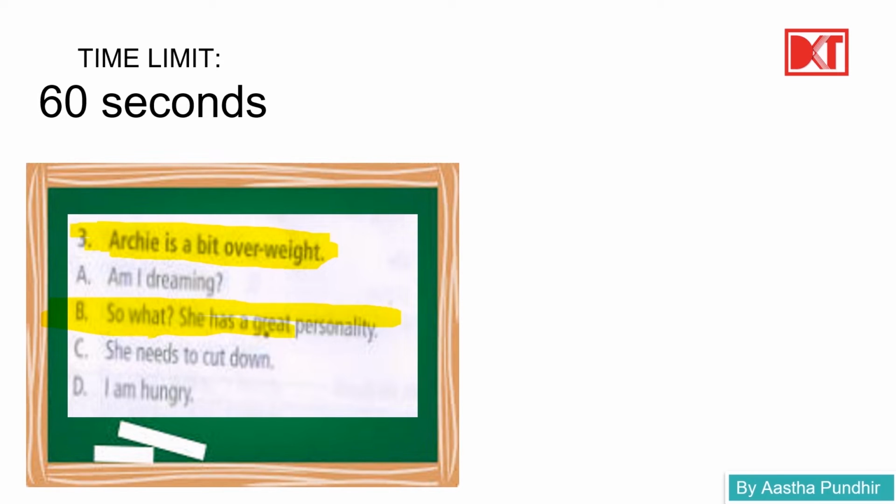It means no matter if she is overweight, it's okay. Whenever she feels like it, she'll move on to a healthier option. Otherwise, you don't even know why she's overweight, right? And anyway, it doesn't matter why, because she has a great personality. Then other options, A, am I dreaming? Doesn't make sense here. C, she needs to cut down. Now, this could be said in a real scenario by many people, but this is a mean response, right? The correct response could be, so what? She's a good person and she has a great personality. So it doesn't matter if she's overweight. Your weight does not define you, right? D, I'm hungry. This also has no relevance here.